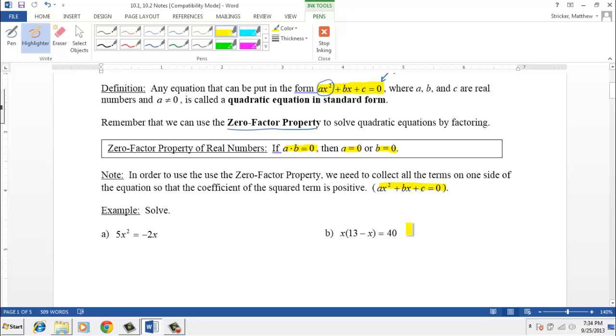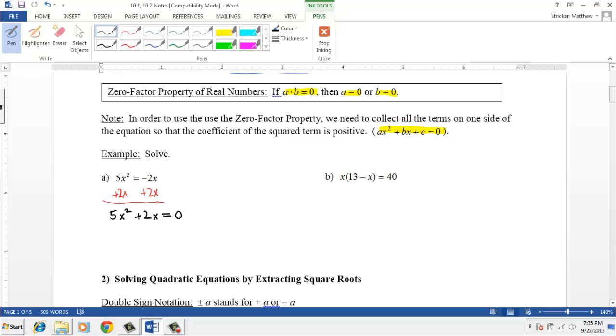So you'll notice in this first one, what do we need to do first? We have to get everything equal to 0, which means we have to add 2x to both sides. Now, why did I choose to move the 2x to the left side as opposed to the 5x squared to the right side? Well, we generally want our squared terms, our ax squared terms, to be positive. And if we move the 2x to the left side, that gives us a positive 5x squared still. We haven't changed that one. Plus 2x equals 0.